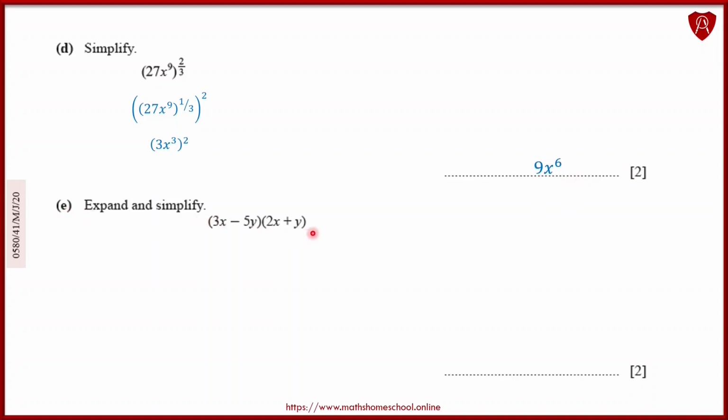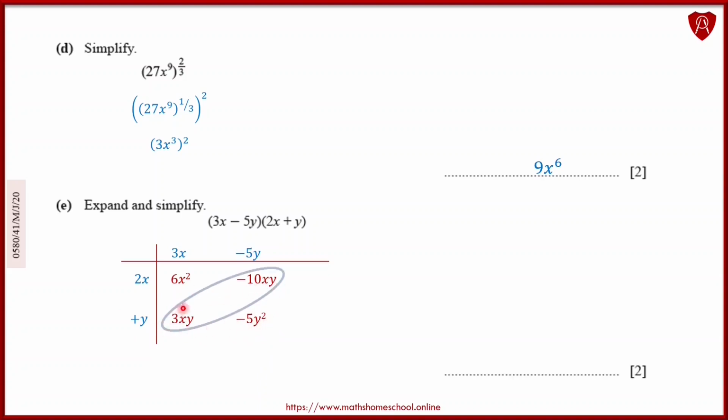Expand and simplify these two brackets. Create a quick table and put the first bracket horizontally at the top. Place the second bracket vertically on the side like that. 3x times 2x is 6x squared. Negative 5y times 2x is negative 10xy. 3x times y is 3xy, and negative 5y times y is negative 5y squared. Put the like terms together. The terms with xy combine to give us negative 7xy. Then we list these three terms out here. That is a simplified expression.